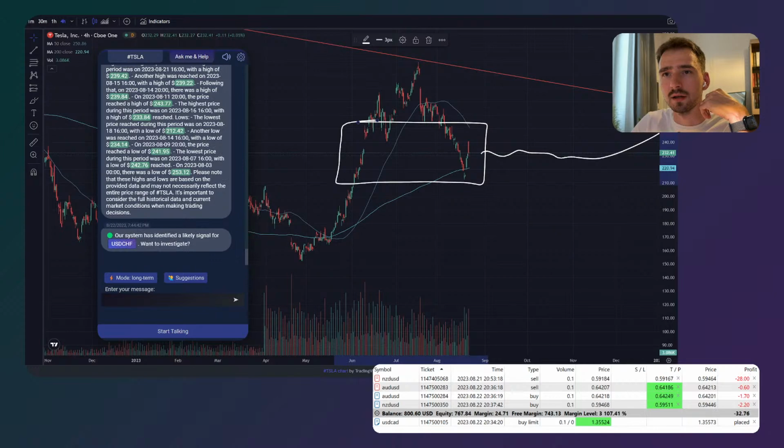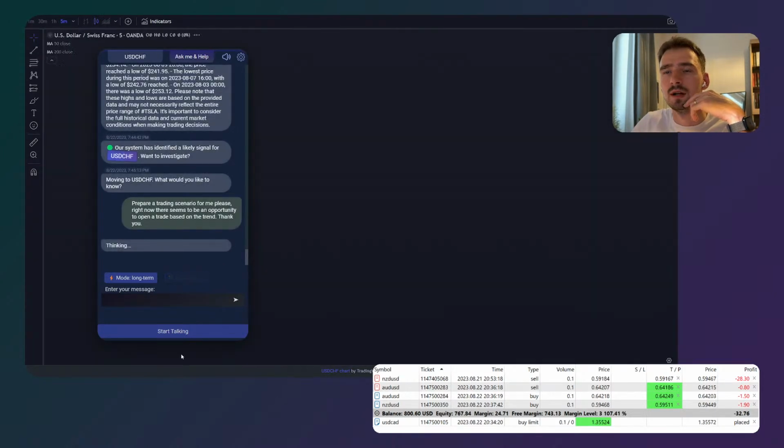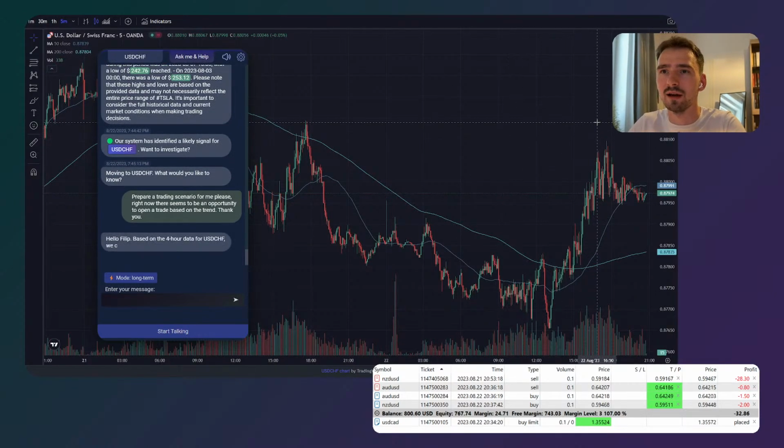So you got a signal here on Swiss franc. Let's go, moving to USD CHF. And I'm actually in the long term mode now, so we will see what the AI will do with that. Let's put a long trade here. I mean a long-term trade. Let's try. Let's see what we have.